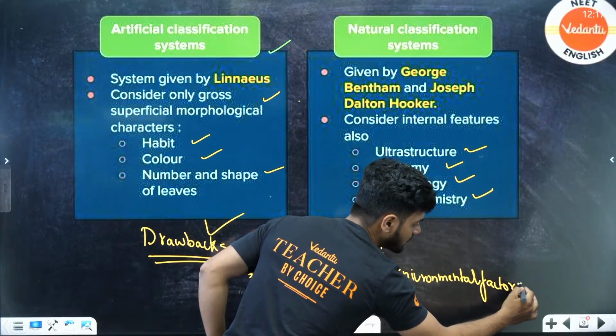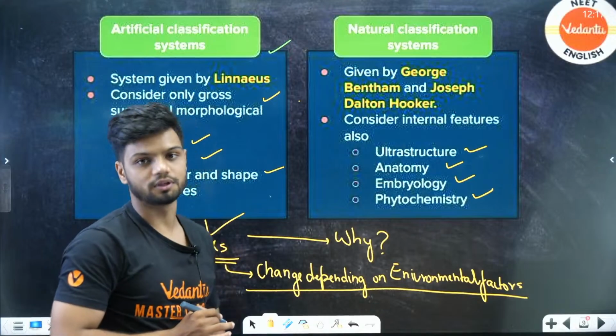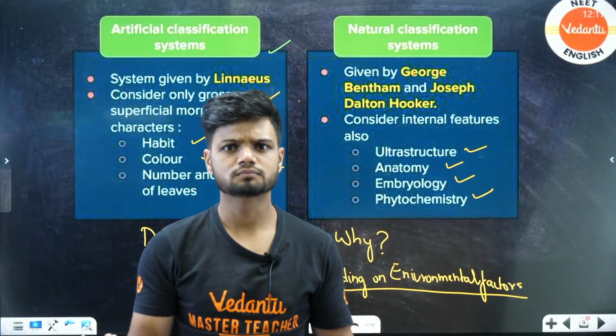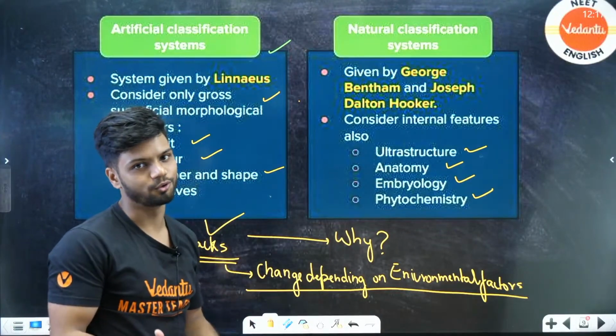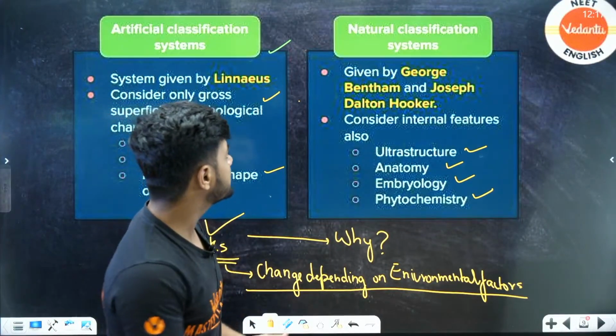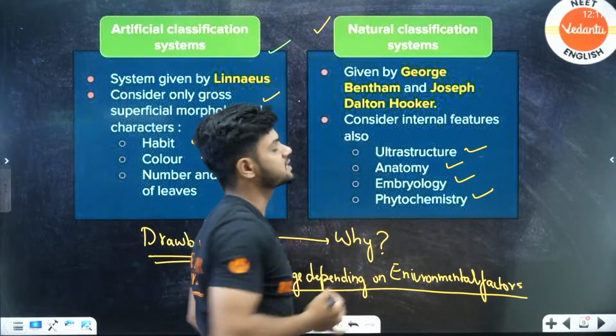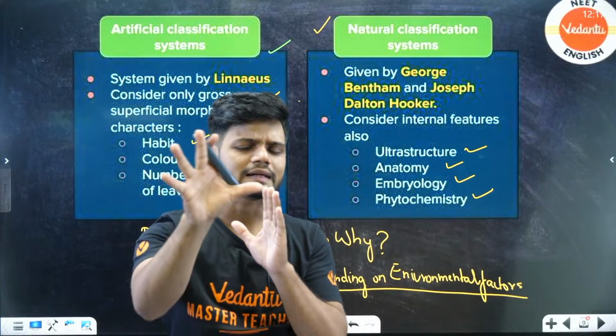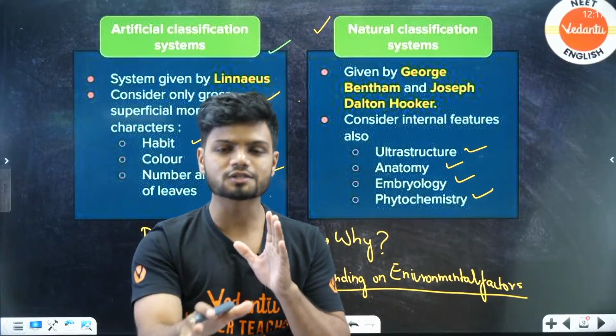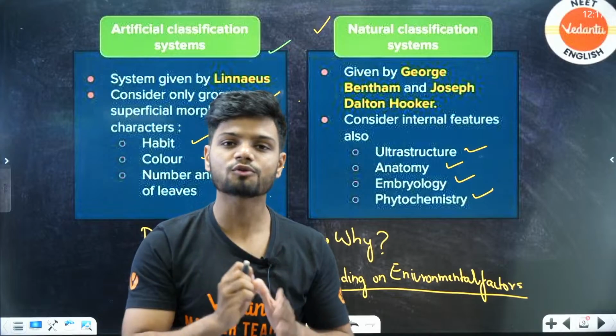So based on environmental factors, your external beauty can change. So can we use the artificial system of classification all the time? No, it has a major drawback. So we stick to the natural system of classification. But the natural system of classification does not consider phylogenetics.